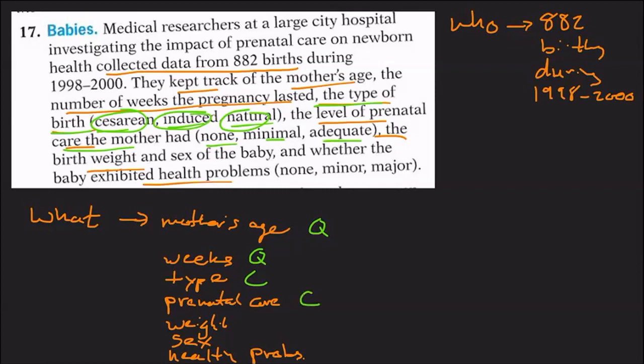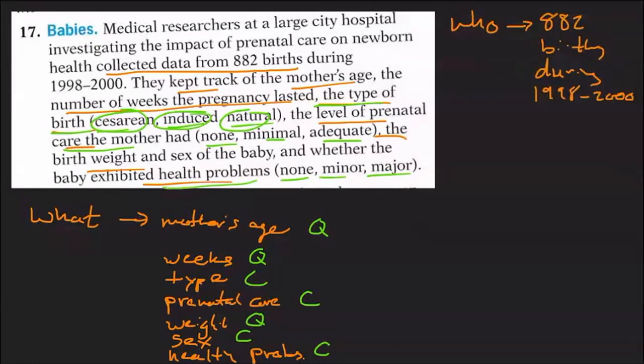The birth weight and sex of the baby. So birth weight of the baby, 7 pounds, 8 pounds, so on. That's numbers with units, quantitative. Sex of the baby, male or female. Those are not numbers with units, so categorical. And health problems, again, it tells us the possible values here, not numbers with units, so categorical. So we have a lot to do for the what. Now let's look at the other ones.